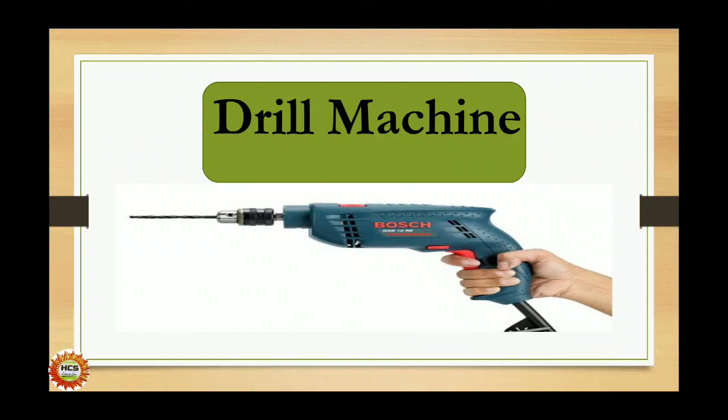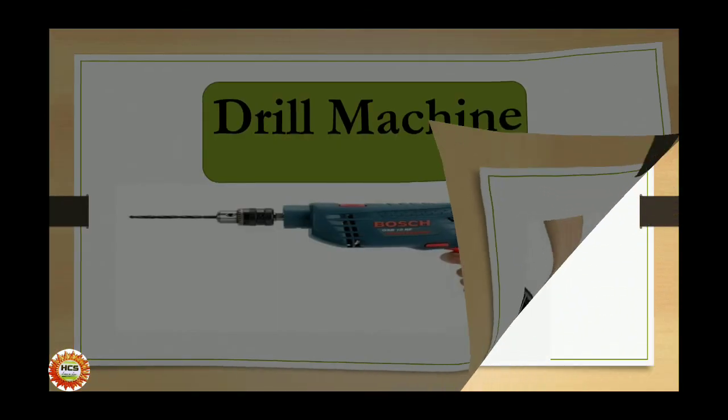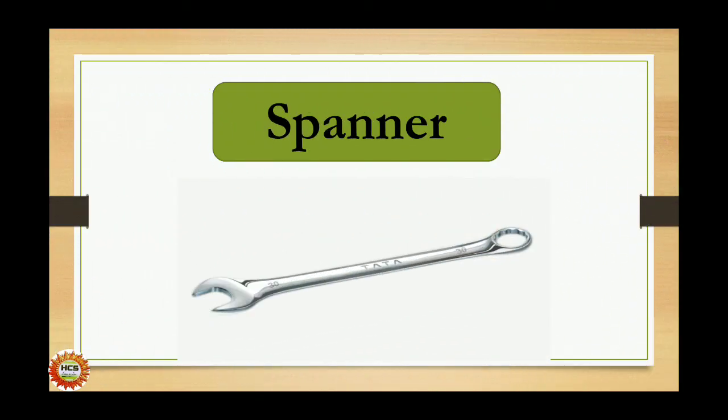This is drill machine. A drill machine is used to cut holes into or through materials, wood or other materials. This is spanner. The spanner is a handheld tool used to provide grip or loosen fasteners.